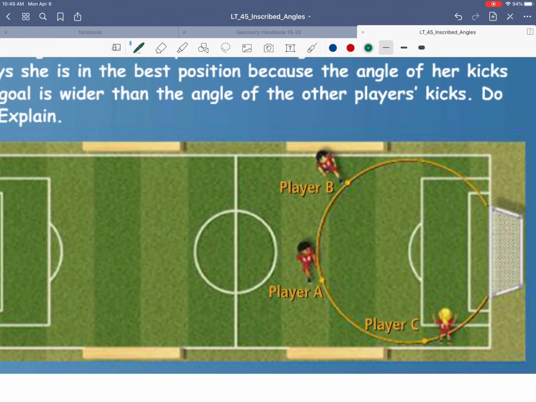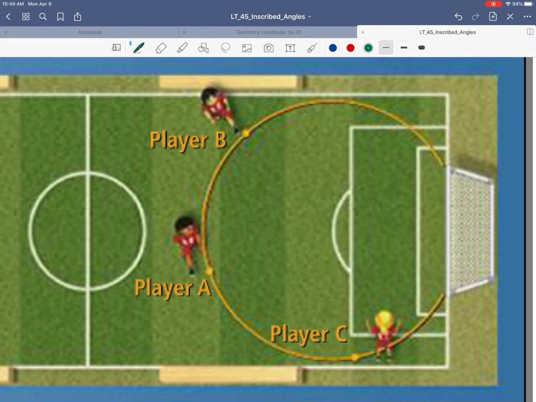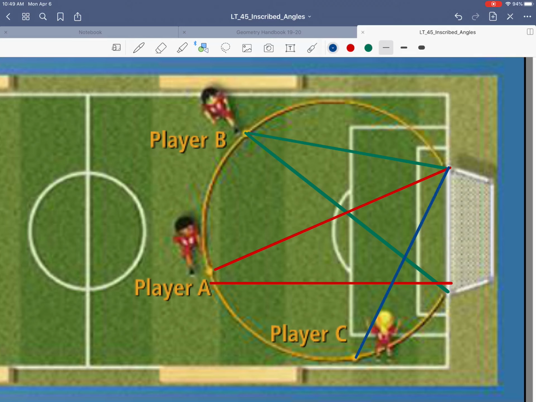I think this is an excellent application to this idea, where we've got player B, which has an inscribed angle. It opens up to the goal. Here, we can look at player A and its angle. It's also an inscribed angle. And then we've also got player C down here. Now, in each of these cases, the players are on a circle. And what we're noticing here is that each of the players end up having the exact same angle to the opening of the goal, which makes sense.